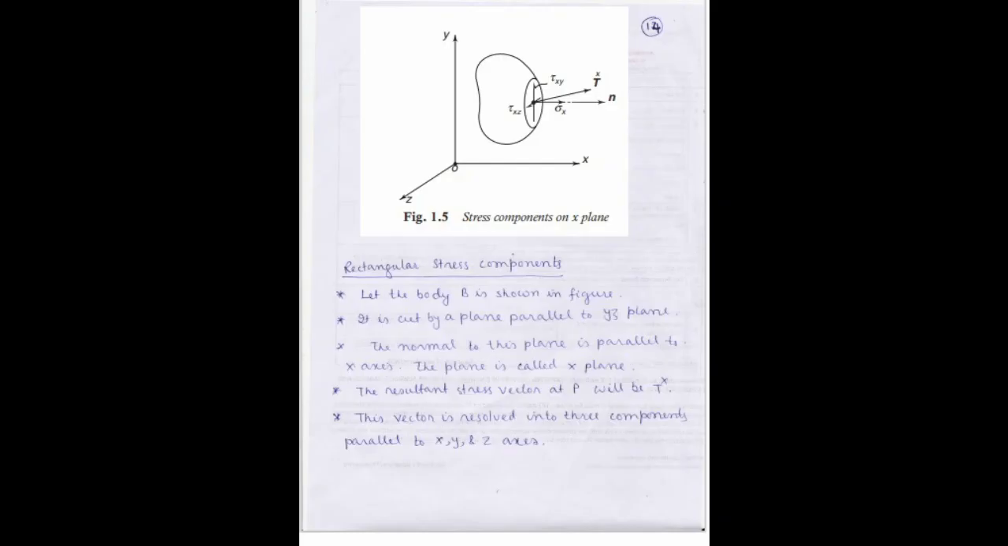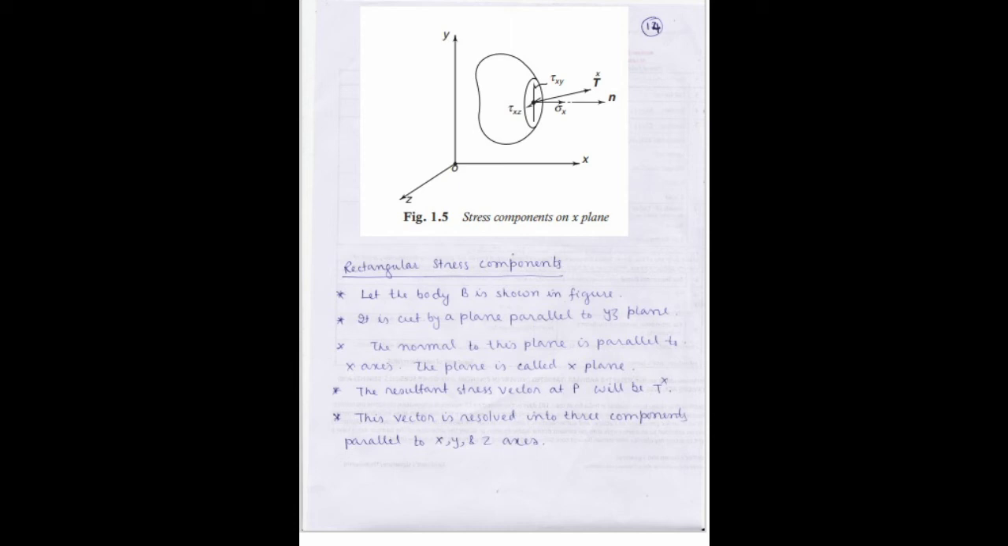Now coming to the rectangular stress components, let us consider body B. It is shown in the figure. It is cut by a plane parallel to the yz plane. The normal to this plane is parallel to the x axis. So the plane is actually the x plane. Remember the x plane from the previous discussion. That x plane is perpendicular to the x axis.